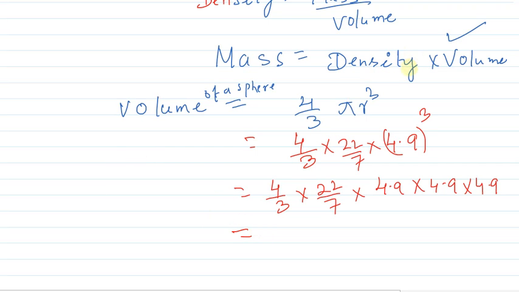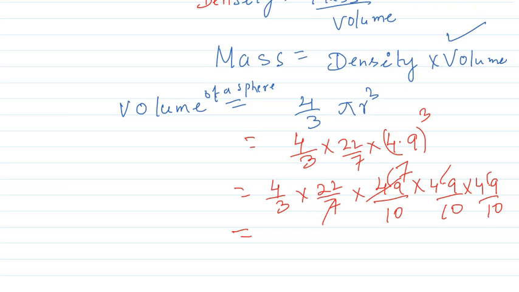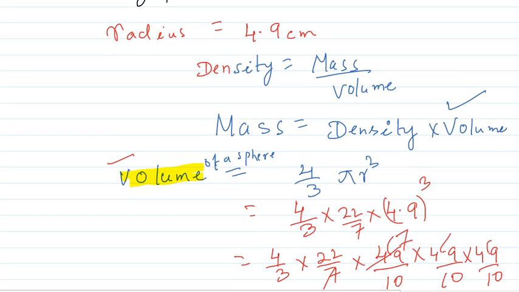Yeah, let's calculate it. So this will be omitted. This I write 10. This is also 10. So 7 sevens are 49, right? All right, 7 sevens are 49. Now calculate from the calculator. It is coming 493 centimeter cube. All right. Now volume we have got. Are you getting what I am telling you? We have got the volume.